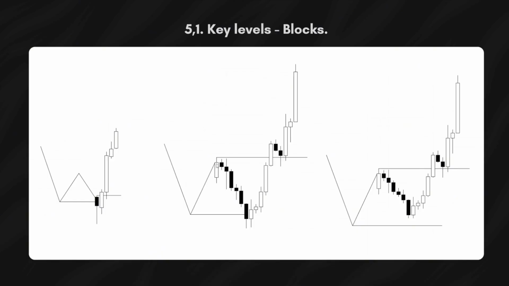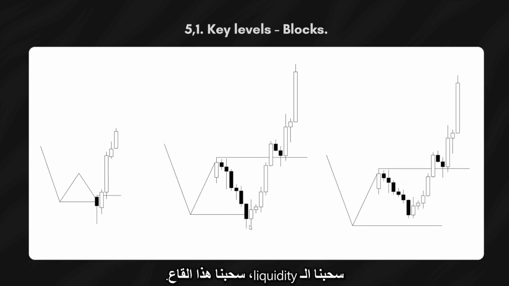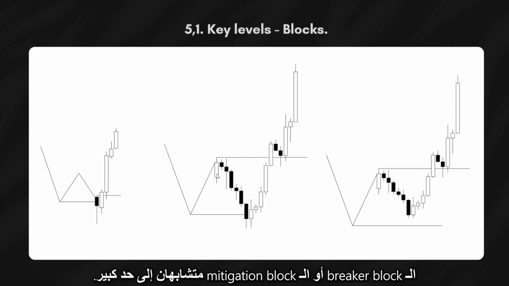In this example, we have this candle, and from this candle we started this expansion move lower, and with this move we took out liquidity, we took out this low, and then price expanded higher, reversed higher, and closed above this particular candle, and that led to the formation of this breaker block.